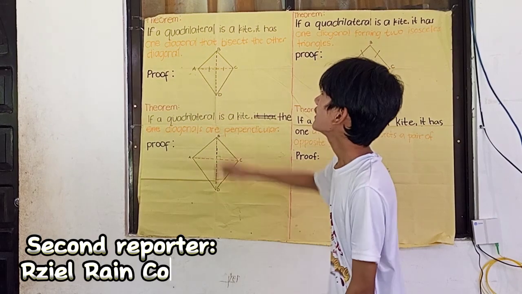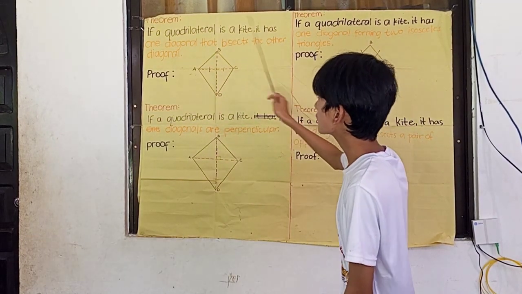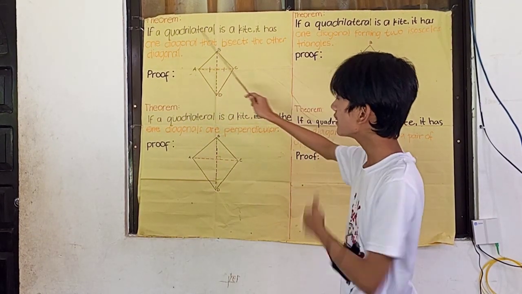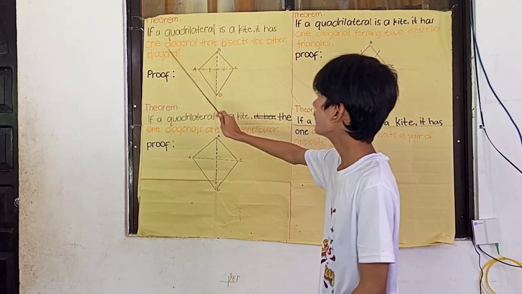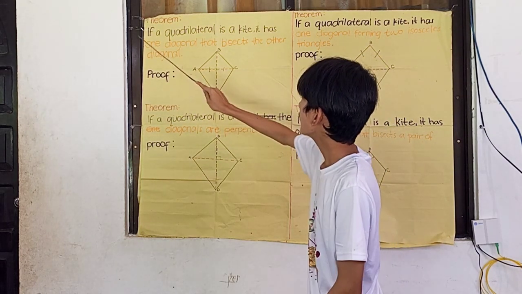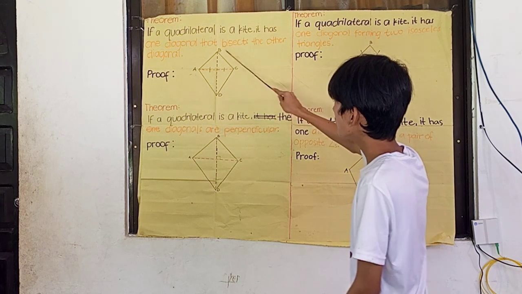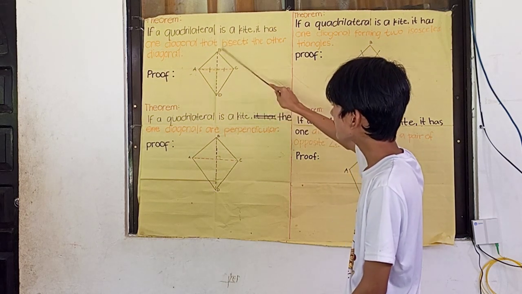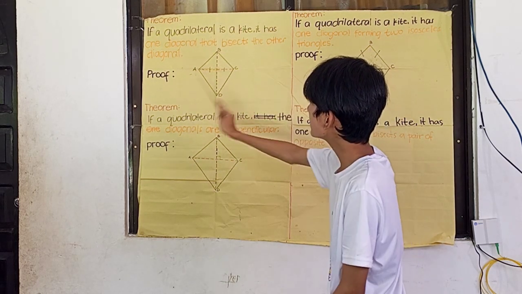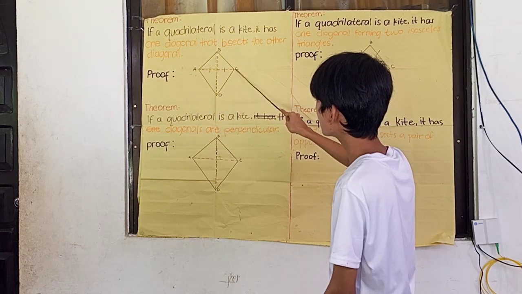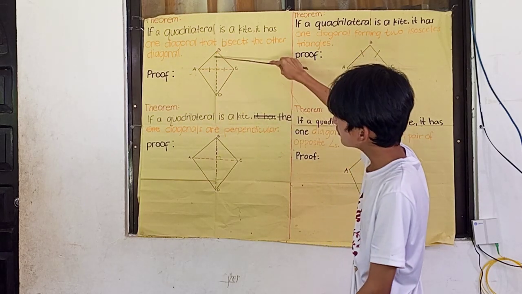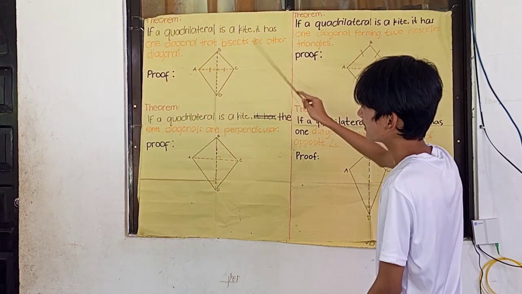Next, if a quadrilateral is a kite, it has one diagonal that bisects the other diagonal. The proof is that the one diagonal is segment B and segment D, and the other diagonal is segment A and segment C. One diagonal bisects the other.